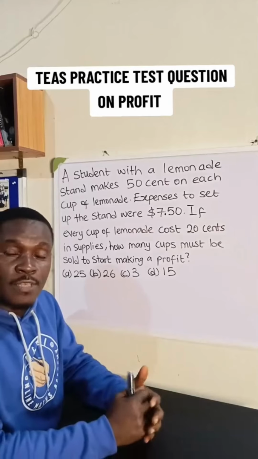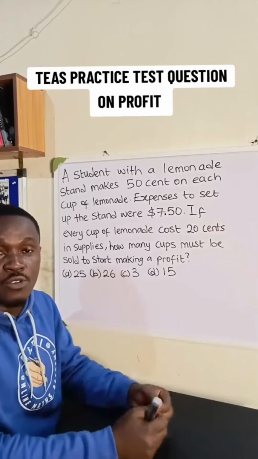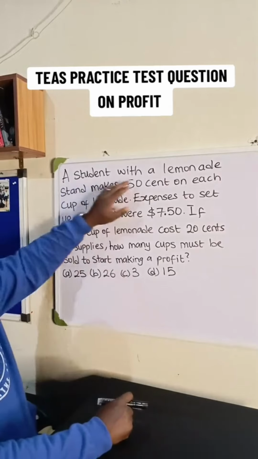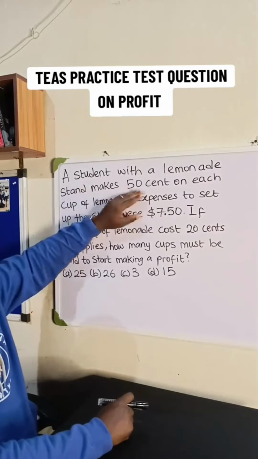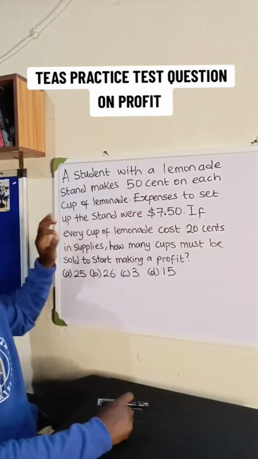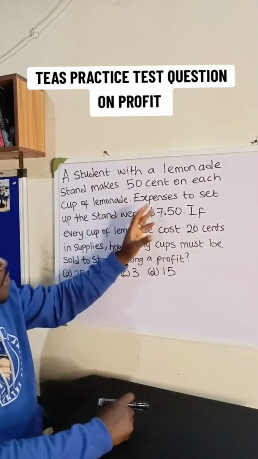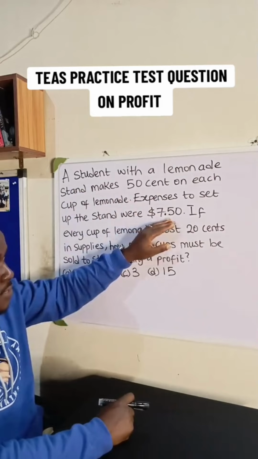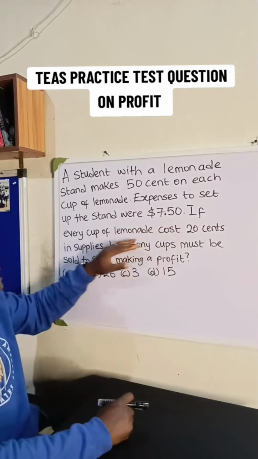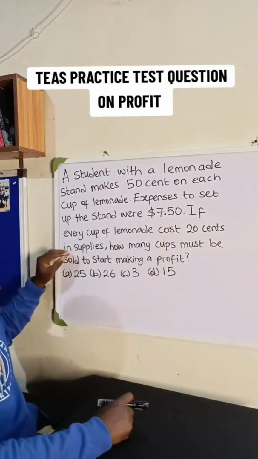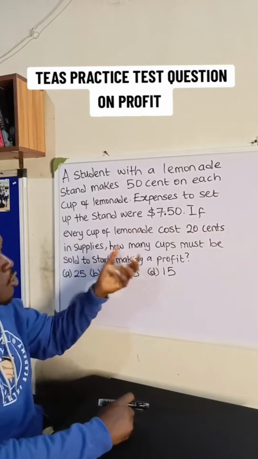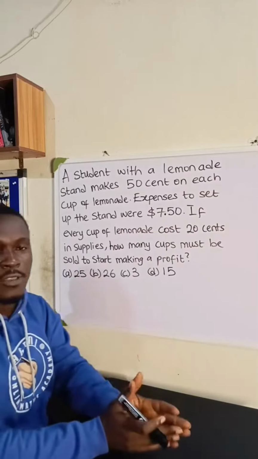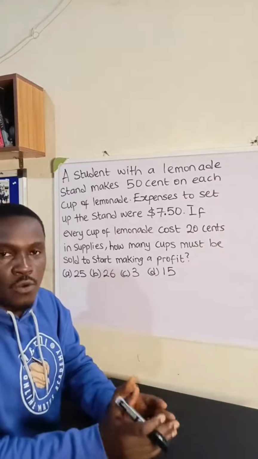Hi guys, let's look at this TEAS practice test together for students who want to become nurses in the United States. The question says, a student with a lemonade stand makes 50 cents on each cup of lemonade. Expenses to set up the stand were $7.50. If each cup of lemonade costs 20 cents in supplies, how many cups must be sold to start making a profit? So this is a simple practical question.